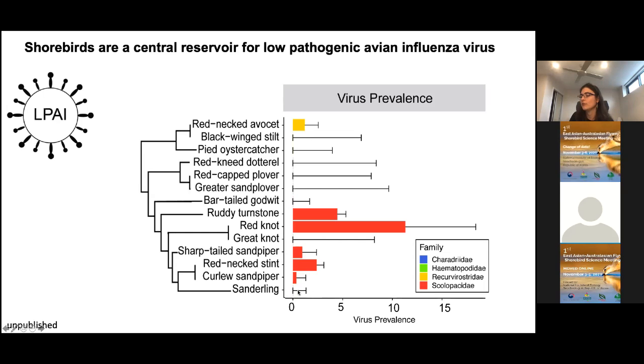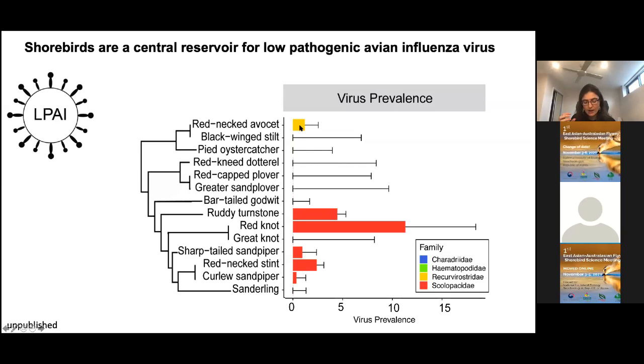Sanderlings are another really interesting one. Even though we may catch sanderlings and ruddy turnstones on the same beach, we'll tend to find viruses in ruddy turnstones, but almost never in sanderlings. And this trend is actually seen in Delaware Bay as well. They can go sample an array of shorebird species in the spring migration and almost never find viruses in sanderlings. And we have no idea why. The other one that pops up here are avocets.